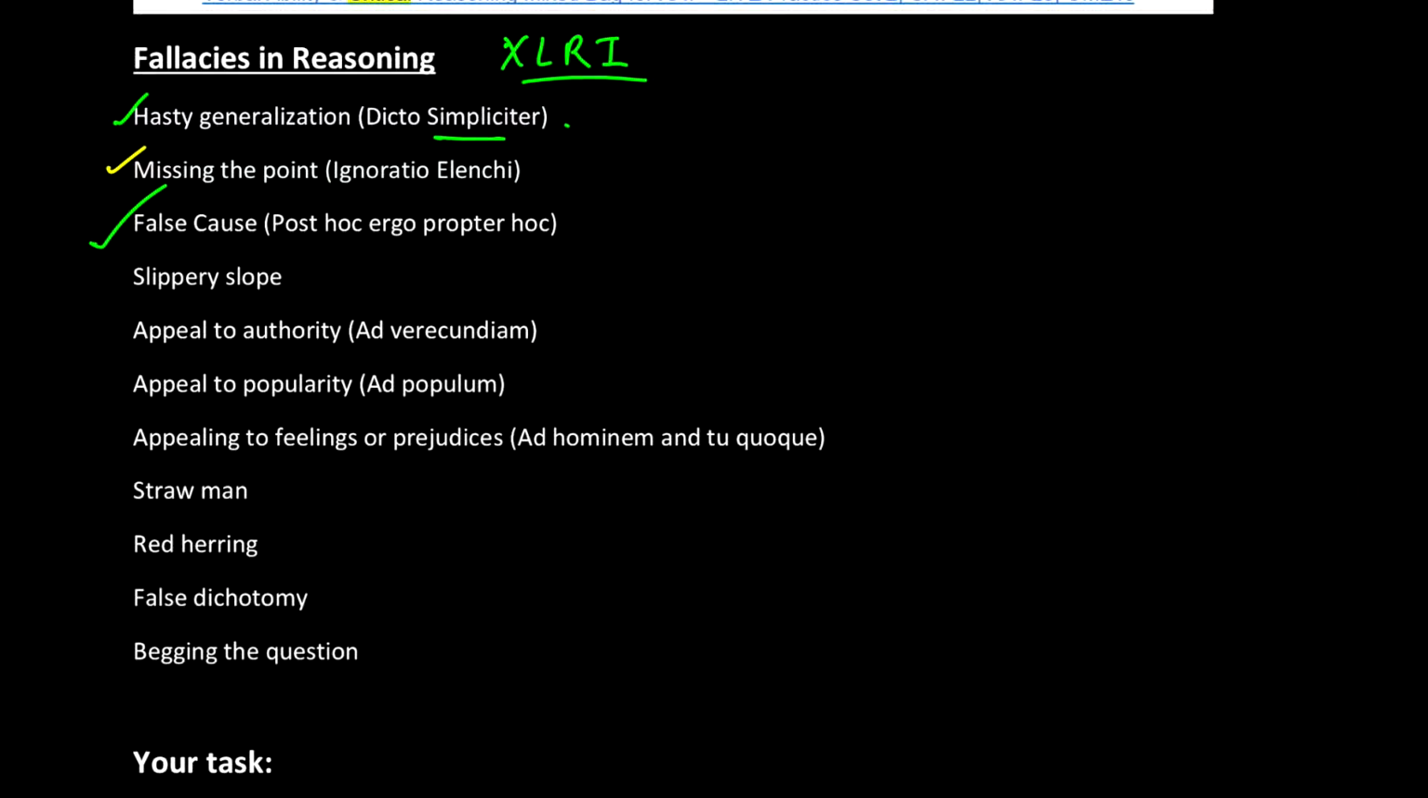Now the third one we are going to take is false cause, also called post hoc ergo propter hoc. Now, what is this exactly? The fallacy gets its name from this Latin phrase which I've already read. What does it actually translate to? After this, therefore, because of this. This is the meaning of it.